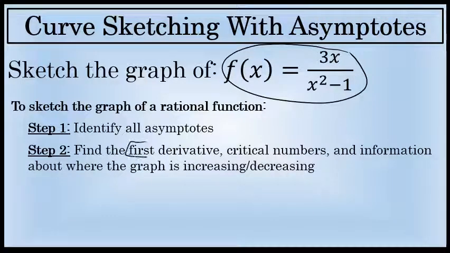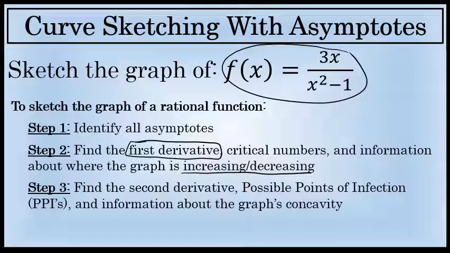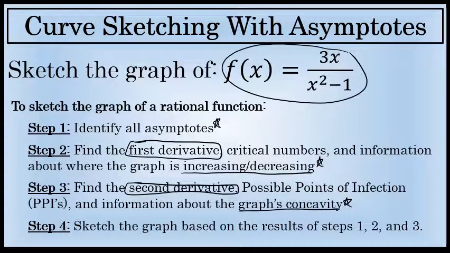Then, find the first derivative. The first derivative will give information about where the graph is increasing and decreasing. Then, find a second derivative. The second derivative will give a lot of information about the graph's concavity. And once you have those 3 pieces, asymptotes, information about where the graph is increasing and decreasing, and the graph's concavity, you can then sketch the graph based on the results of those 3 steps. Let's apply these 4 steps and graph f of x equals 3x over x squared minus 1.